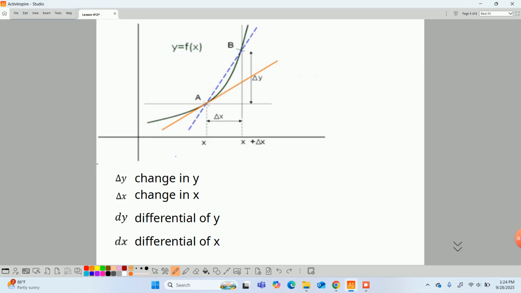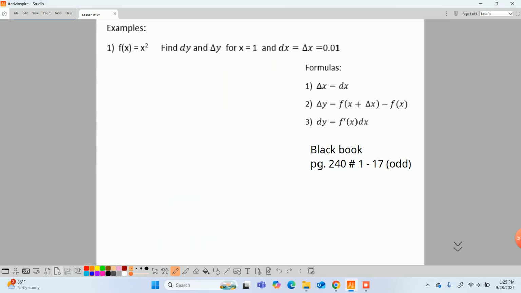I know this graph is very busy, but ultimately when you have x and then x plus change in x, that's your change in x right there. And then, of course, you have your change in y between those two values. We see that a lot with slope. So here's our example. The function is f of x equals x squared. Find dy and change in y when x equals 1. That's important.